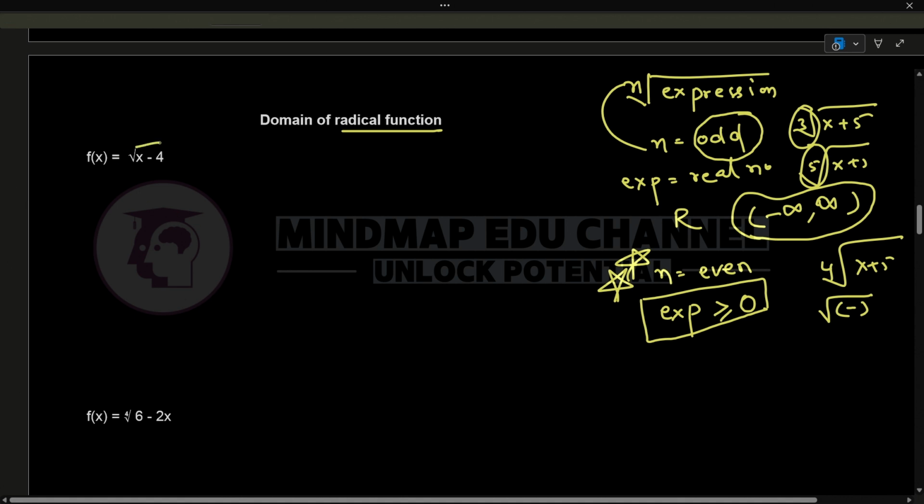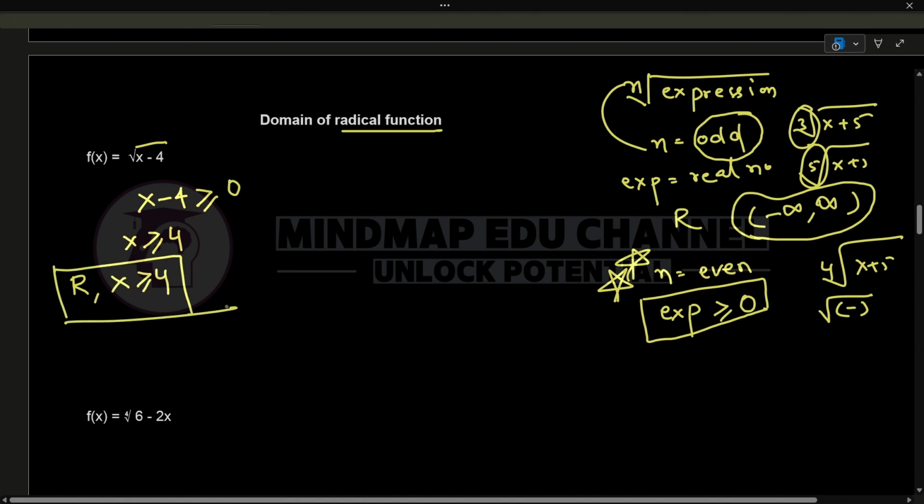Now let's make it more clear. f of x is equal to root x minus 4. Now because this is a radical function, and for a radical function we know that the expression should be greater than or equal to 0, x will be greater than or equal to 4. So by looking at it you can tell the domain. Domain will be all real numbers where x is greater than or equal to 4.